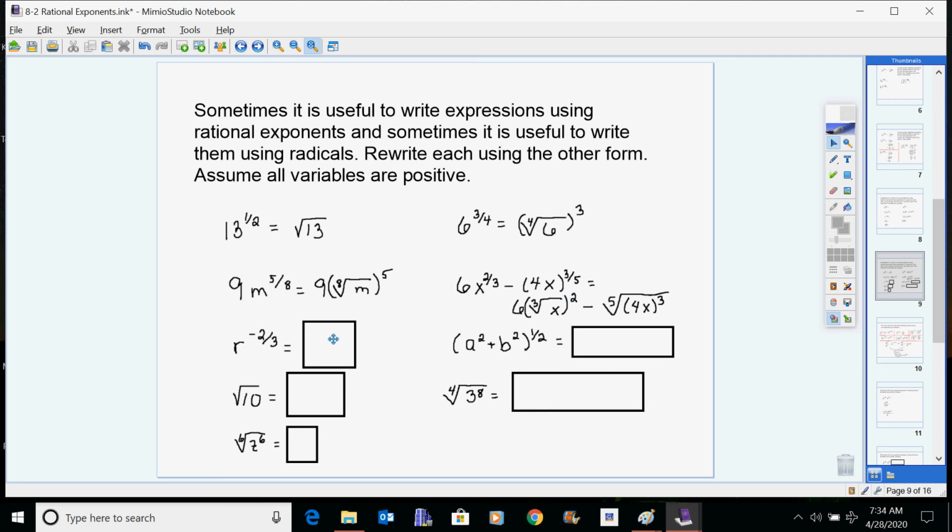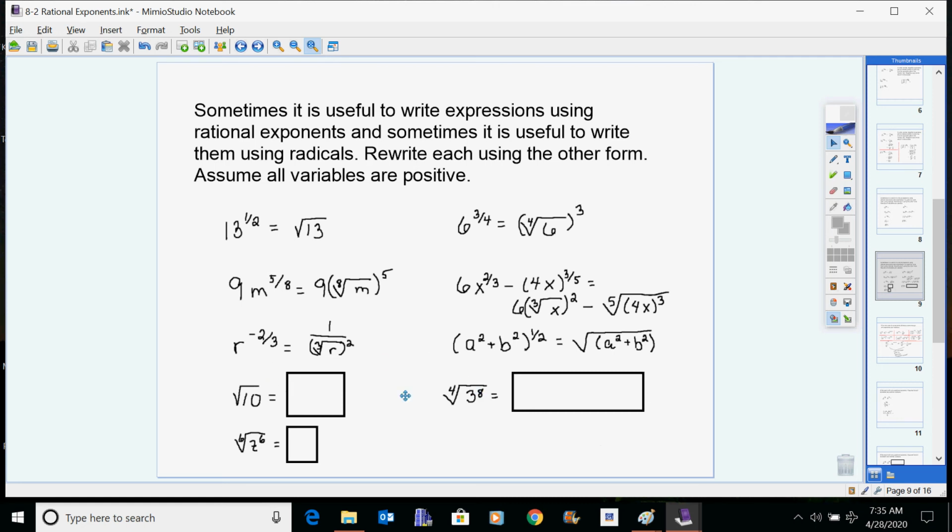This one, 1 over r to the 2/3, but then you've got to use your index and your exponent. This one, be careful. You're not distributing this 1/2 because there's a plus here. So this is really the square root of the whole entire unit, not individual ones. I'm trying to point out the things that could be pitfalls for you.